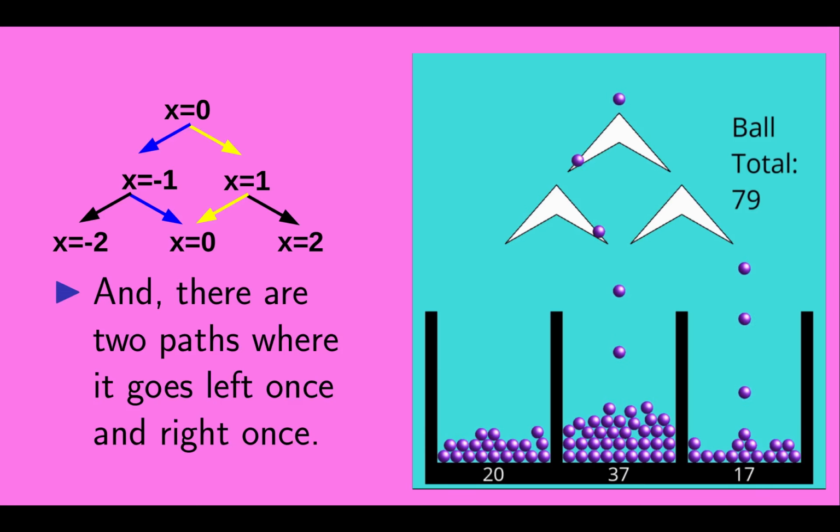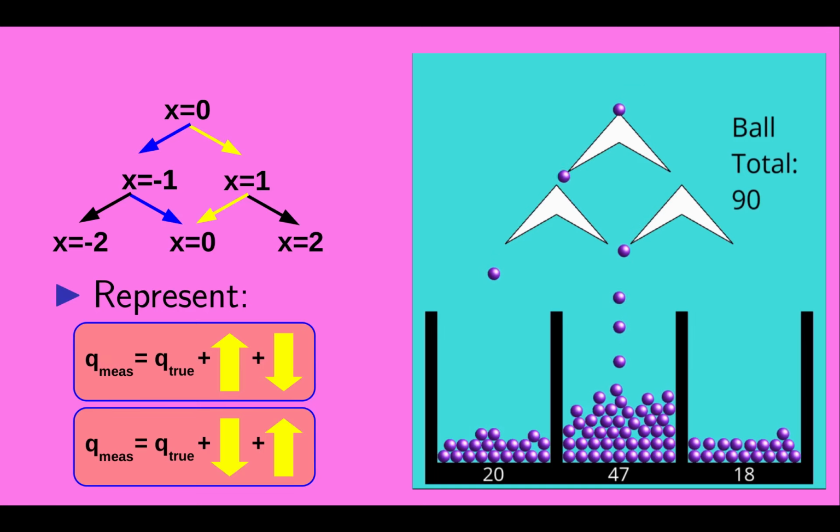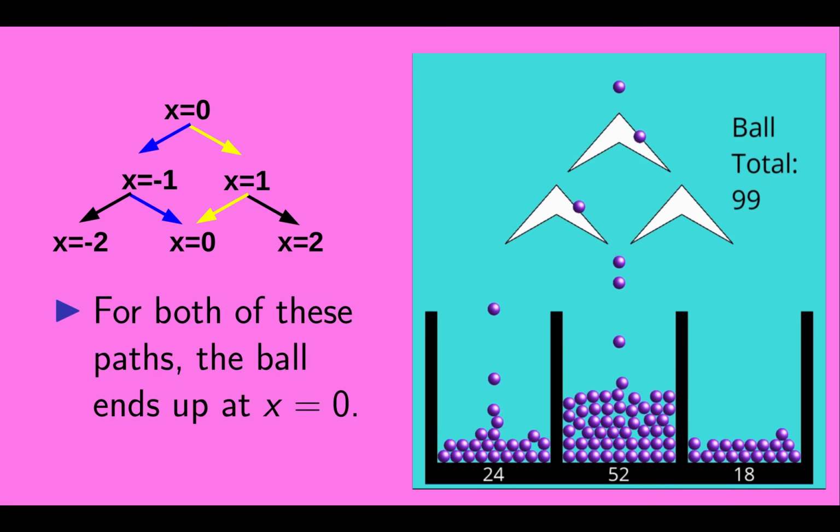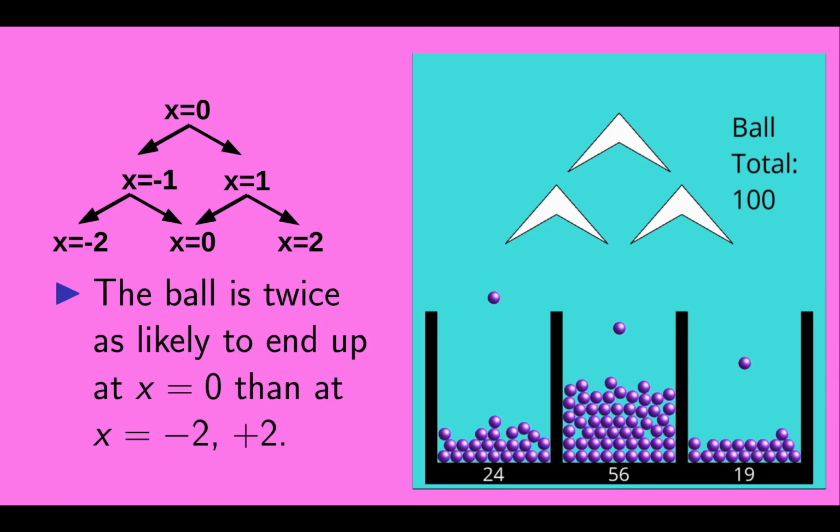And there are 2 paths where the ball goes left once and right once. One path is highlighted in yellow and the other in blue. These represent the 2 cases where the error sources push Q measured in opposite directions. For both of these 2 paths, the ball ends up at x equals 0. All paths are equally likely. Because there are 2 paths going to x equals 0, the ball is twice as likely to end up at x equals 0 than at either other location.